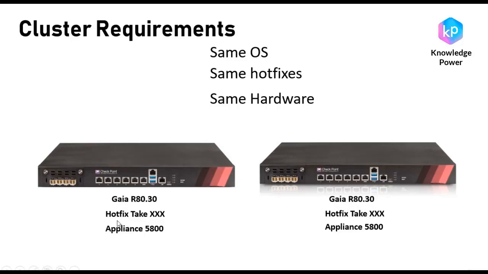Let's say we have a Jumbo Take as the hotfix. Just from the top of my head, let's say it's Take 86. Jumbo Take 86. It has to be the same. And the same for the appliance. If the appliance is 5800, it has to be 5800. They have to match. Easy. I'm not going to focus on that.